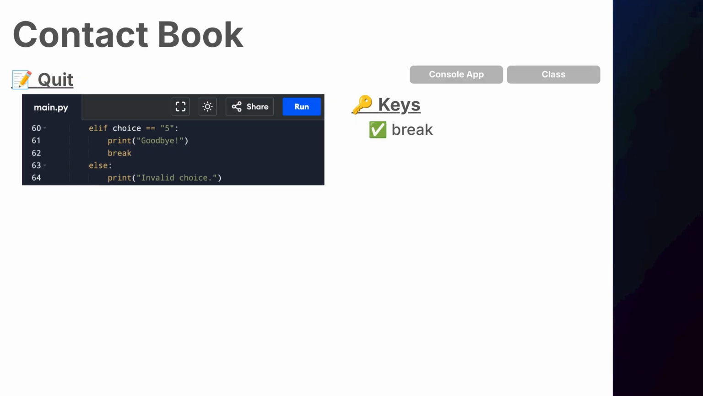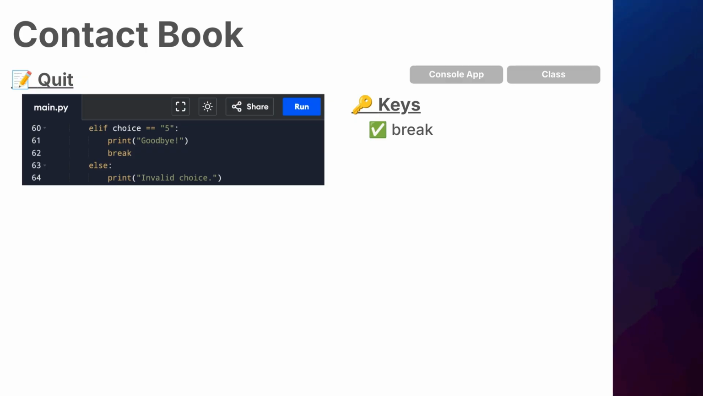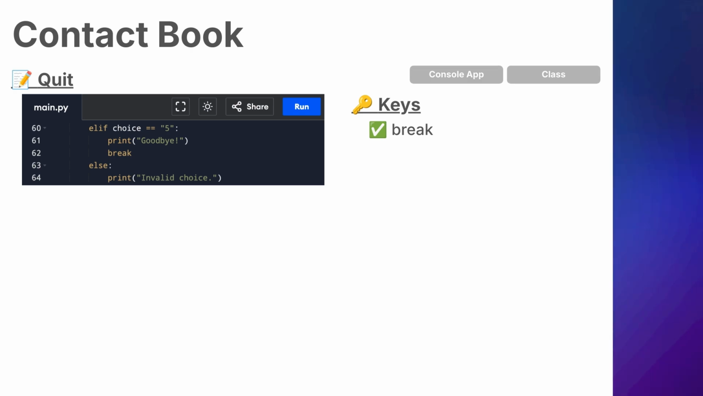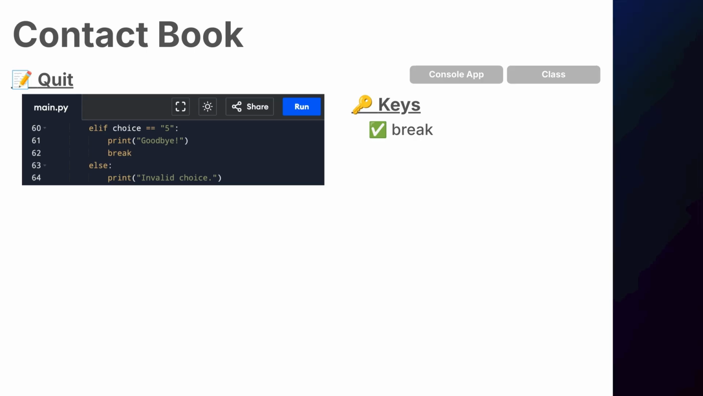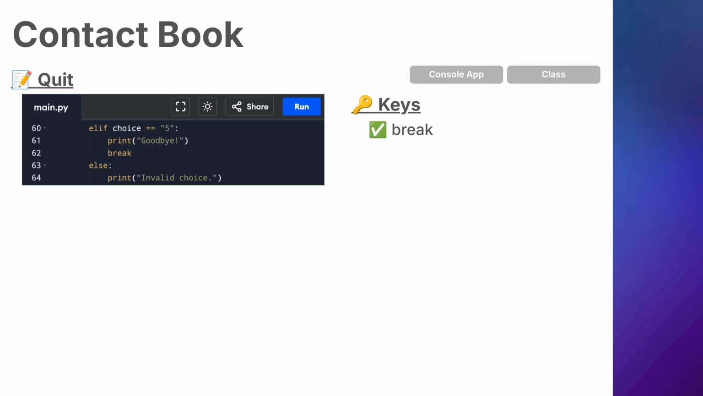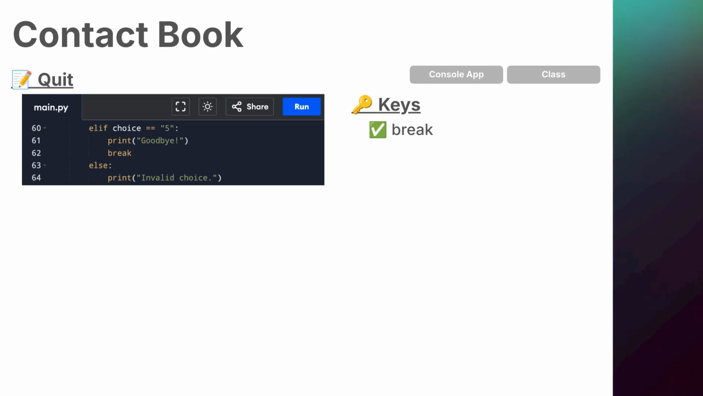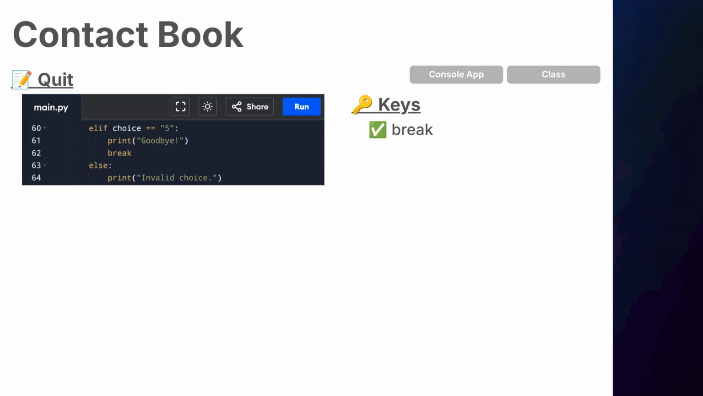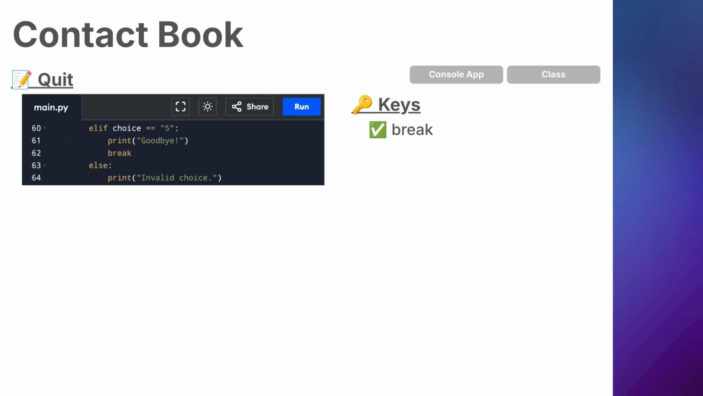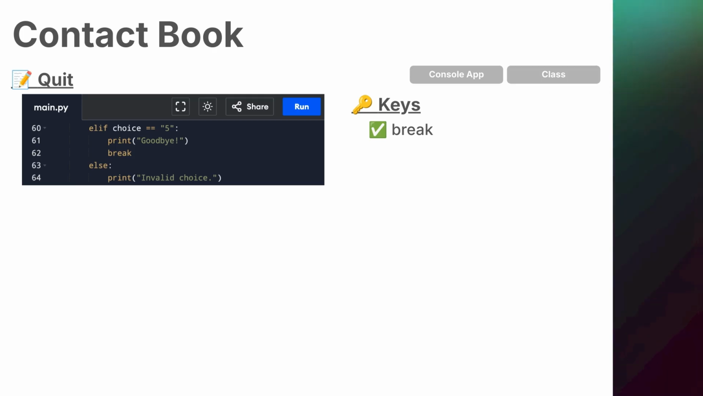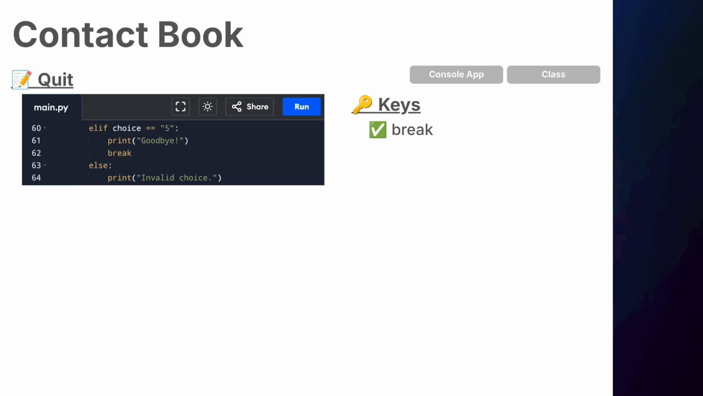Immediately after, it calls break, which stops the while loop that has been keeping the menu running. Breaking out of the loop ends the main function, and since there's nothing else after it, the whole program finishes. If the user types a number or character that doesn't match any option, the else block at the bottom runs instead. It prints invalid choice to tell the user they entered something outside the menu options, and the loop will then show the menu again.